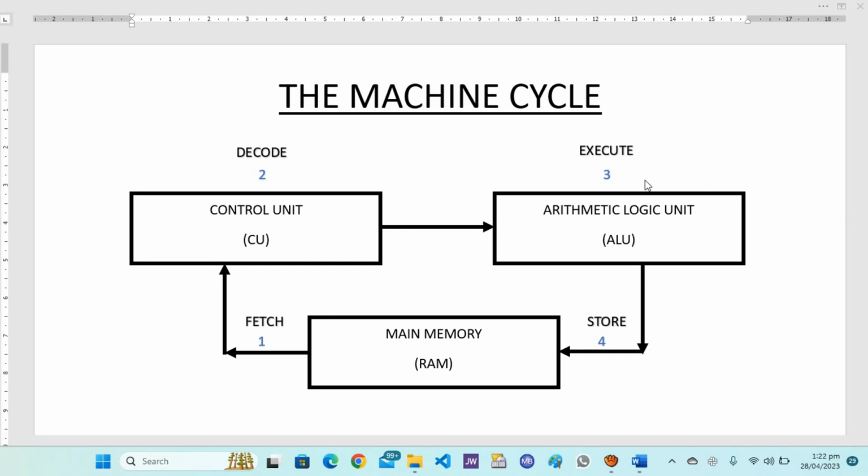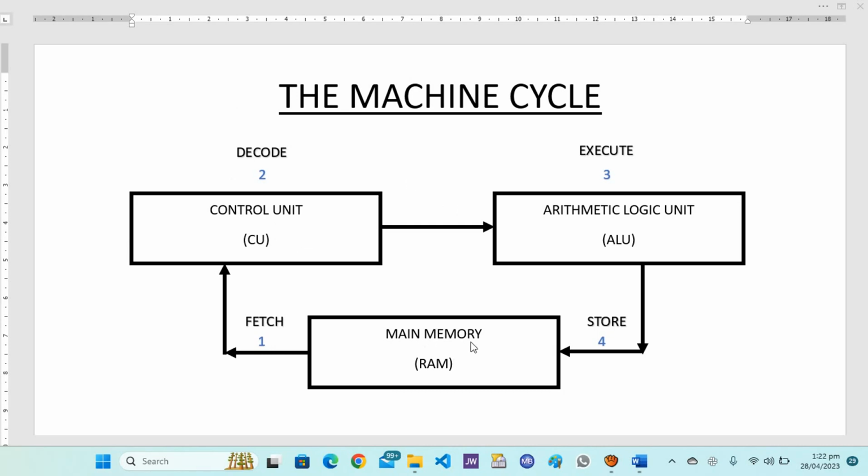Let's now discuss what happens in the four main stages of the machine cycle. Stage 1, the fetch stage. At this stage, data and program instructions are fetched from the main memory into the CPU by the control unit.